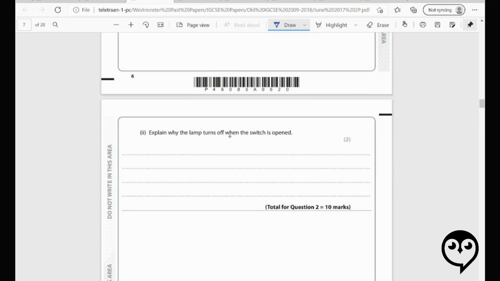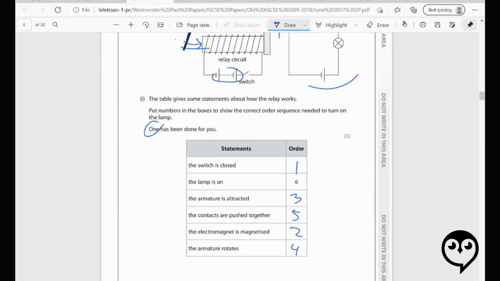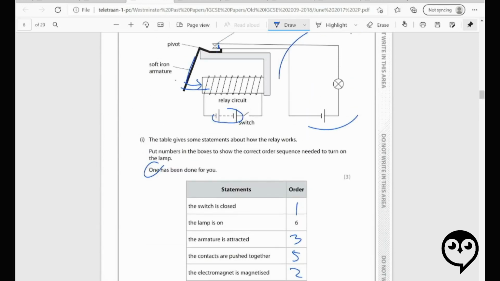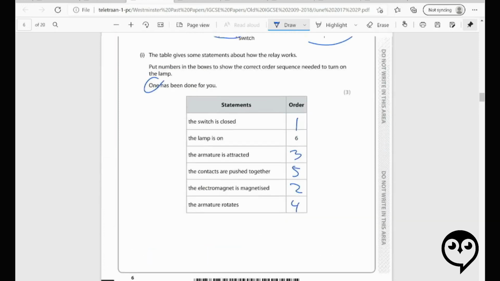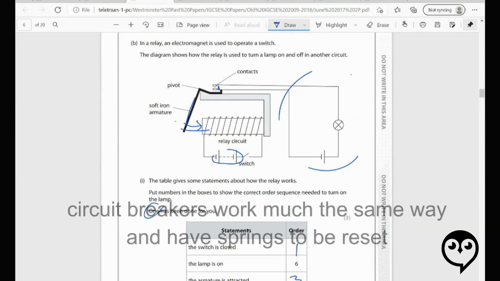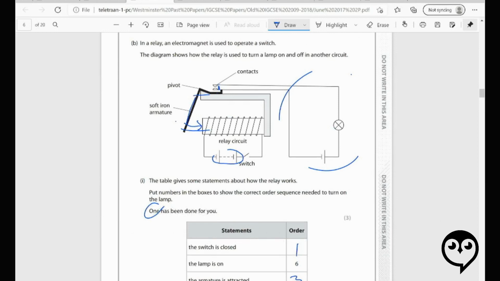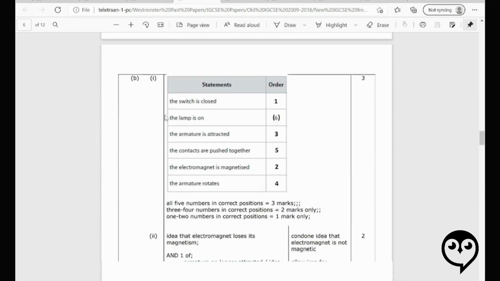Explain why the lamp turns off when the switch is opened. Well, it's the same type of thing. So I would say the electromagnet demagnetizes, and usually in some of these there'll be a spring and that sort of thing. But when it demagnetizes, because of this pivot, because of the way these contacts are, they probably forced the thing back open. Let's see what they say on this particular setup.